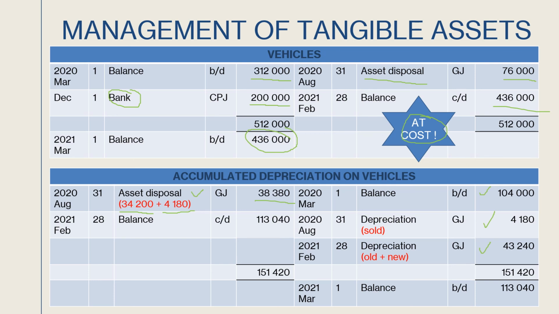All right, and then obviously we just need to balance. The balancing is easy. The balance carried down at the end of the financial year would be the balance that we bring down at the beginning of the next financial year. But you'll see we've taken out the accumulated depreciation on the disposed asset. We debit it to get rid of it. We can't reflect it on our statements anymore because we don't have the vehicle anymore.